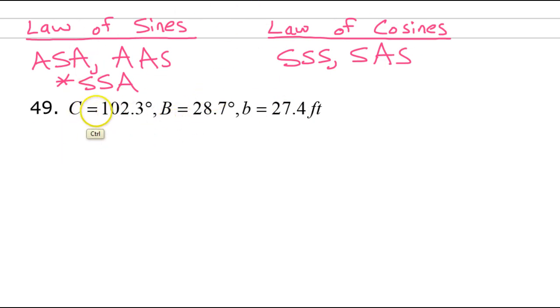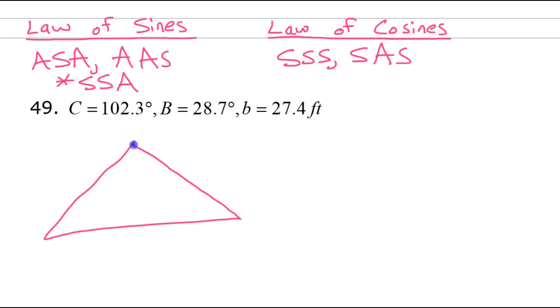Here I'm noticing that we have two angles and a side. So that means it is either angle, side, angle, or angle, angle, side. It actually doesn't matter which one of those it is. Either way, it's going to be the law of sines, and it's not the ambiguous case. So we can just sketch a triangle. I'm just going to draw a sketch, and it doesn't really matter how you draw it.